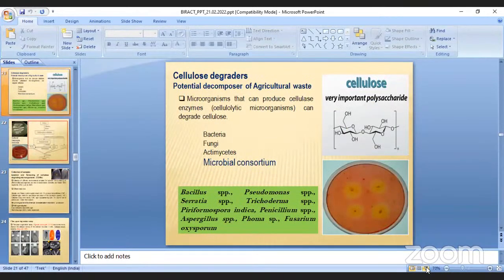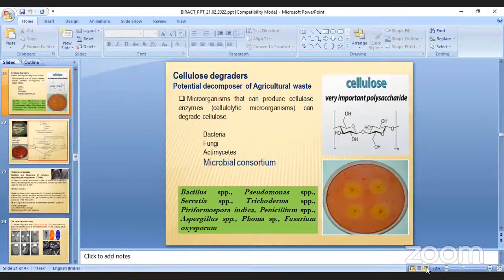Lots of microorganisms can be used as cellulose degraders. We have got potential from Bacillus, Pseudomonas, Serratia species, and Trichoderma species, basically Trichoderma viride and Trichoderma harzianum, which are the best cellulose-decomposing microorganisms. Then Bacillus pumilus and Bacillus subtilis can also be considered very good potent sources of cellulose-degrading microorganisms. Then there are some actinomycetes.